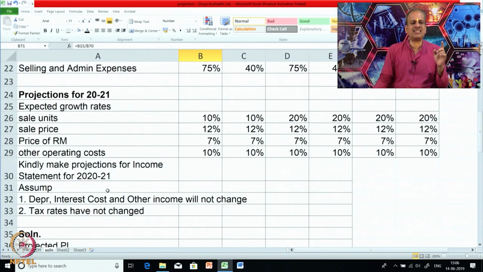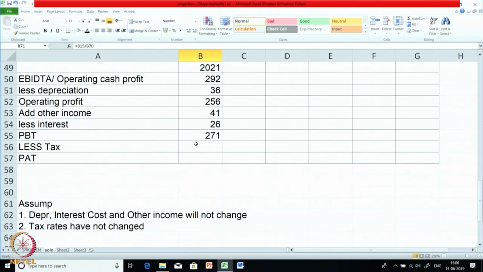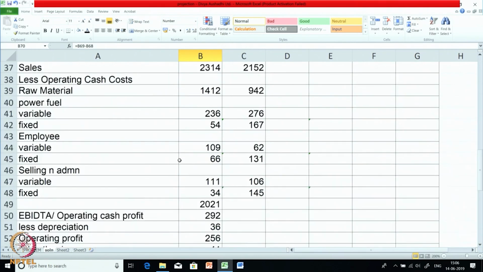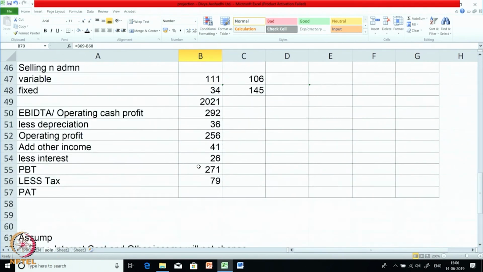They have mentioned that tax rate will not change. Now apply the same tax rate on the new profit, that is 271. So the tax will be 79. Are you able to get it? You can compare here, 140 was the profit of last year. In the current year the profit has increased to 271, little less than double. The tax has also doubled and profit after tax is 192.